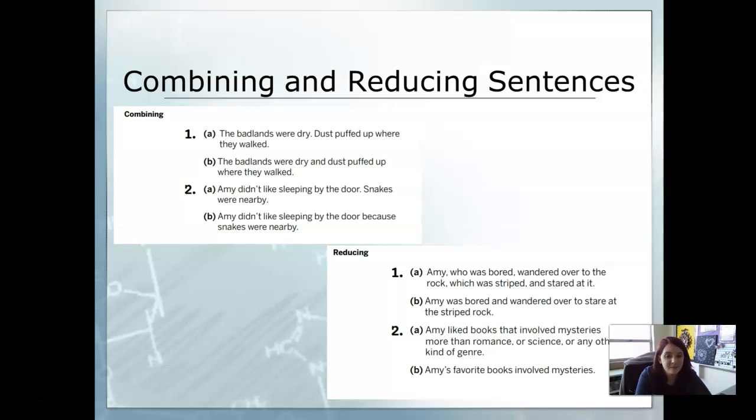Notice how we took a lot of those extra words out to make it a little bit clearer and more concise. Amy liked books that involve mysteries more than romance or science or any other kind of genre. This one is a lot, because obviously we know that Amy likes mysteries, but do we need to know every single genre that she also doesn't like? No. But we can say, Amy's favorite books involved mysteries. We don't have to get into the other stuff because it doesn't add anything. It actually just adds more things that we don't need.